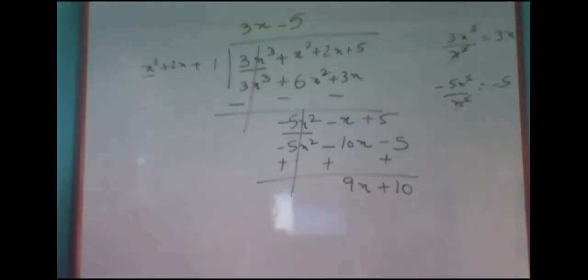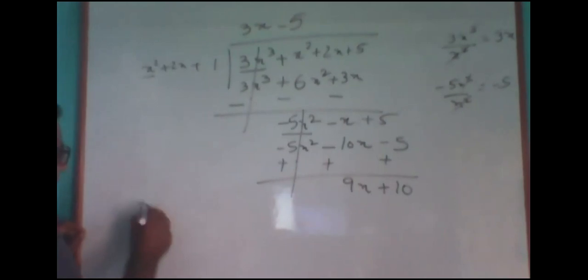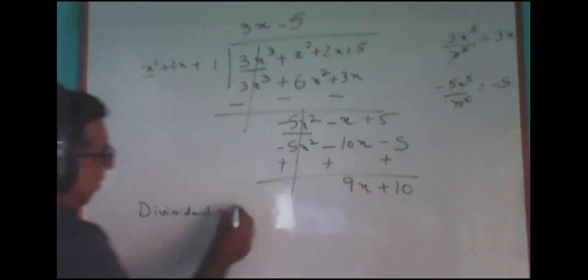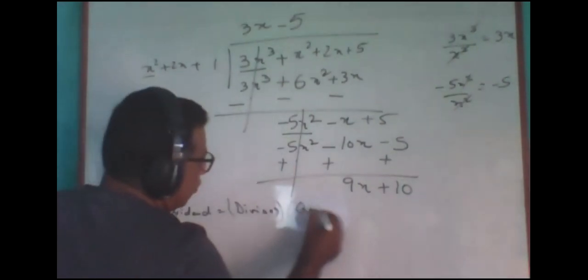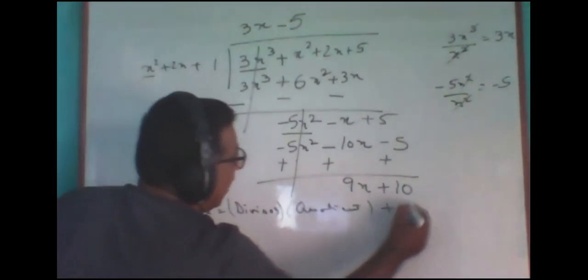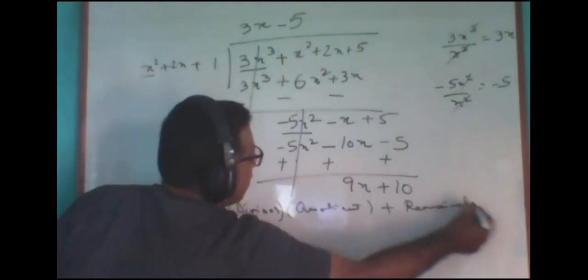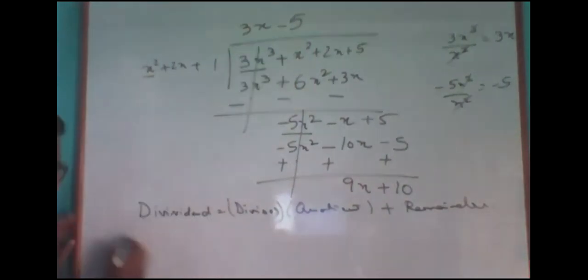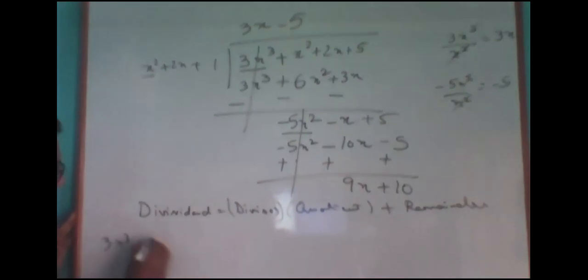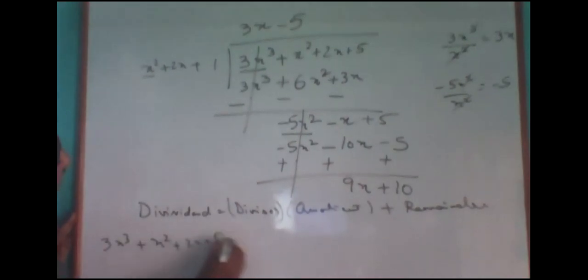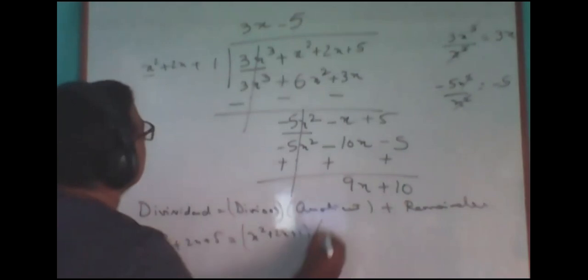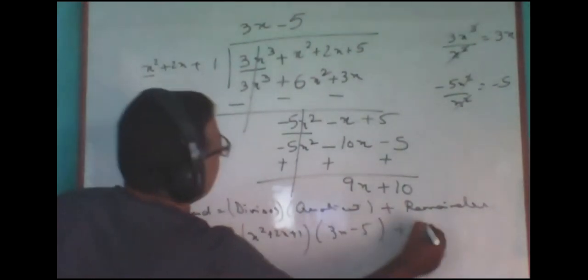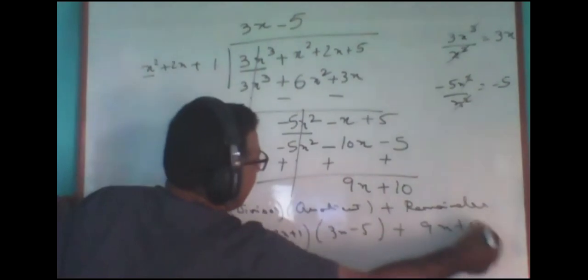So on dividing, how will I write? I will write it this way. Dividend is equal to divisor multiplied by quotient plus remainder. The dividend is 3x cube plus x square plus 2x plus 5. Divisor x square plus 2x plus 1. Quotient 3x minus 5. Remainder 9x plus 10.